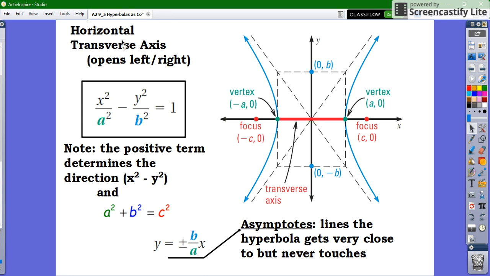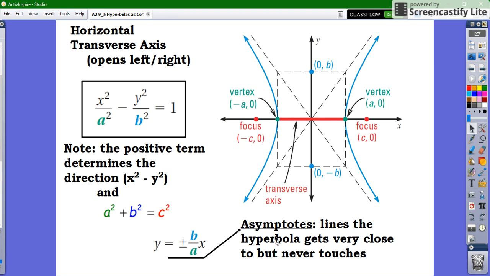You'll notice the same thing happened for the horizontal axis. Again, b was up and down, a was left and right. We draw that nice little box there, dashed lines through the corners. And again, the asymptotes are determined, so we can follow the asymptote through the vertex, up again along that asymptote.